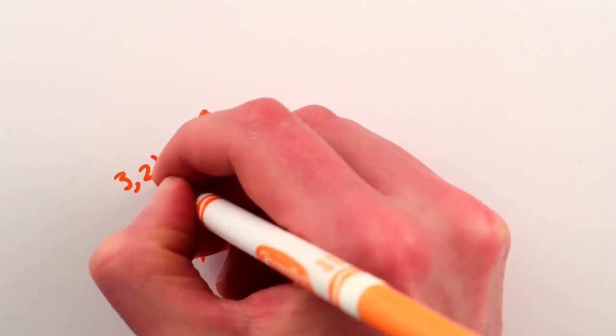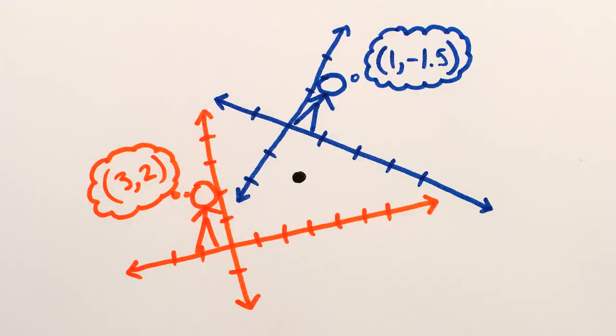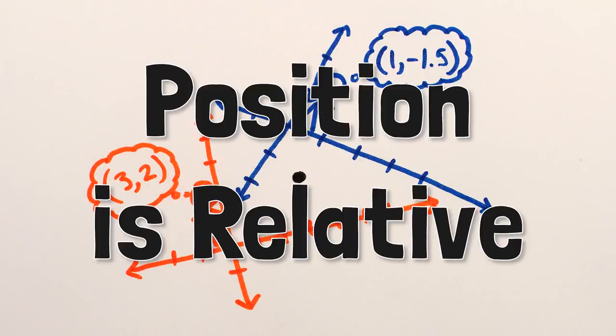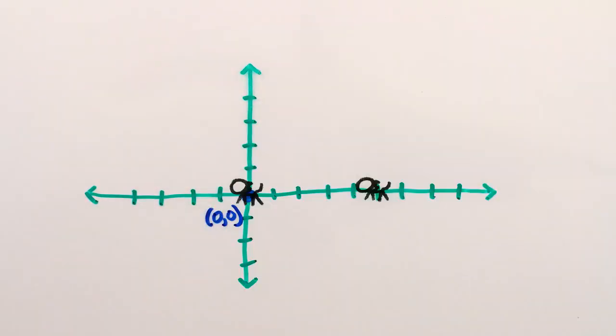So clearly, specifying the position of something is not a universal truth. Or in relativity parlance, position is relative. A more universal or absolute truth can be found if you have 2 cats. Let's say they're at x equals 0, y equals 0, and x equals 5, y equals 0.